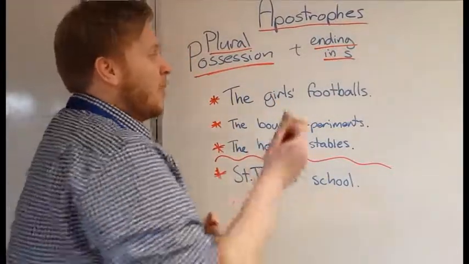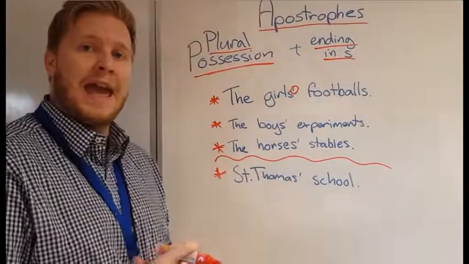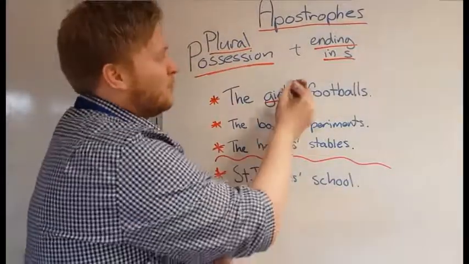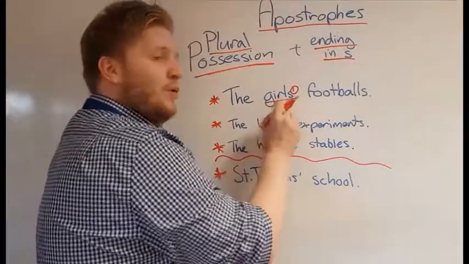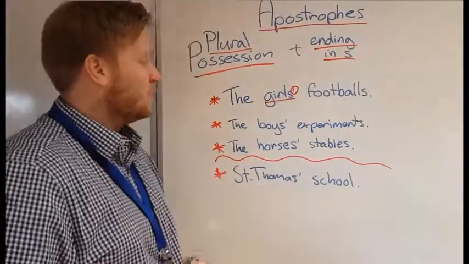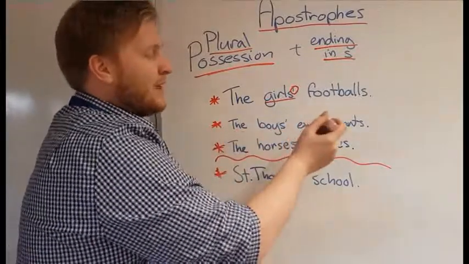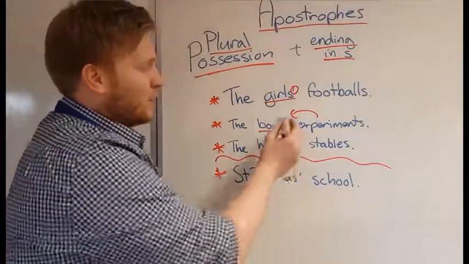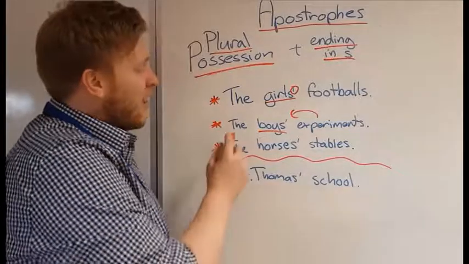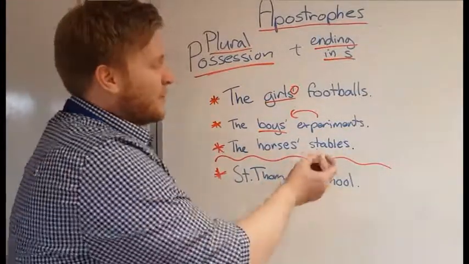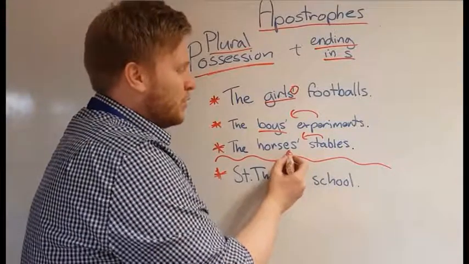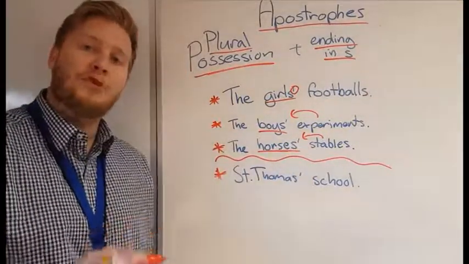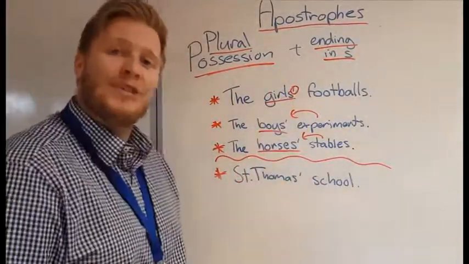So when that happens, we put the apostrophe after the S. Okay, so we have girls to be plural and we put our apostrophe after it rather than before the S, and that's if it's plural and possessive, so more than one and belongs to someone. So if we look down, the boys' experiments. The experiments belong to the boys, they're their experiments, but there's more than one boy, so the apostrophe is after the S. And the horses' stables, okay? The stables belong to the horses, but there is more than one horse, so it's plural possessive. Our apostrophe goes at the end of the word.